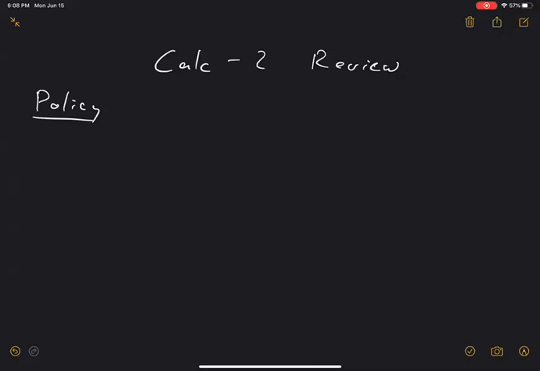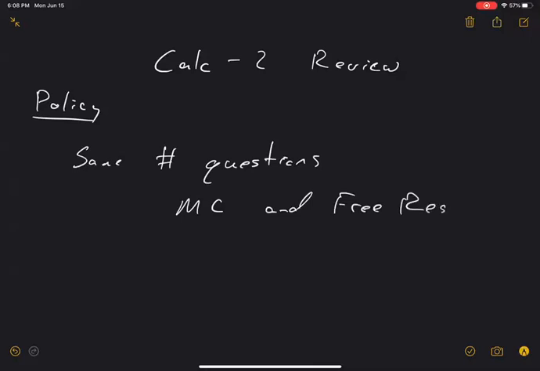Okay, same number of questions for everything, multiple choice and free response, and the submission works the exact same way. Just like on the first test, you'll answer the multiple choice questions directly on WebCourses, and then you'll write out your free response answers on paper, separate pages for each problem, combine them all into a single PDF, and upload it.